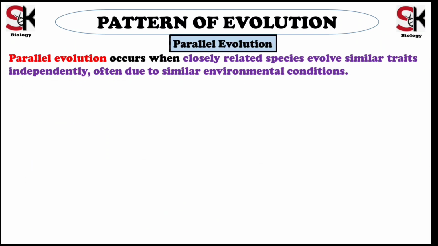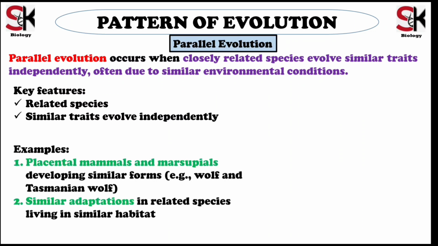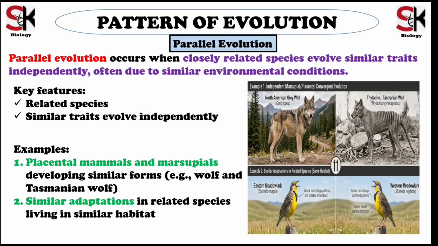Next is parallel evolution. It occurs when closely related species evolve similar traits independently due to a similar environment. Key points of parallel evolution are the species are related and they have similar traits developed independently. Examples are placental mammals and marsupials. The second example is wolf and Tasmanian wolf. Unlike convergent evolution, here the species are related but evolve separately.